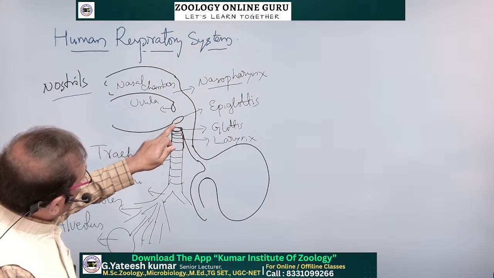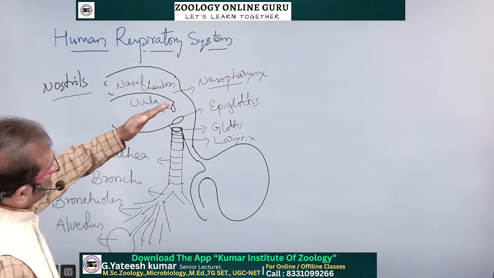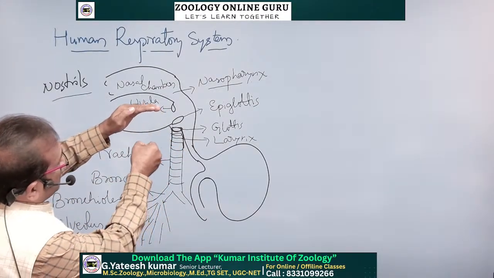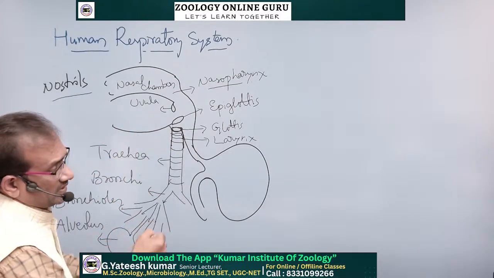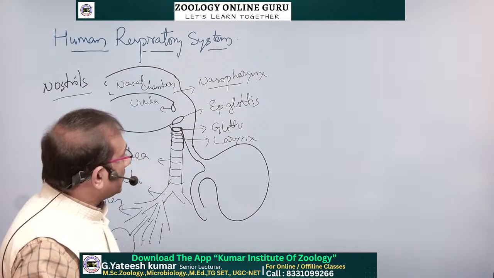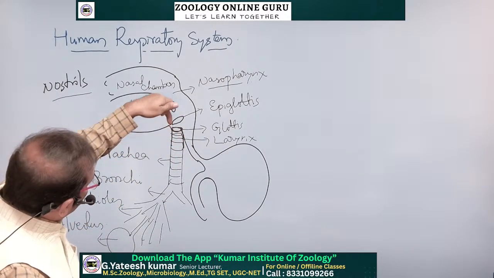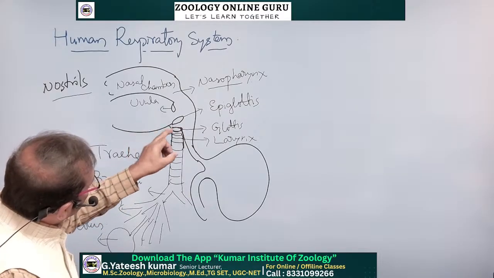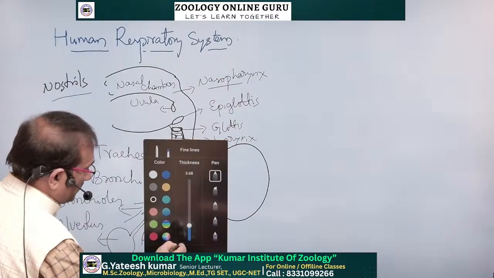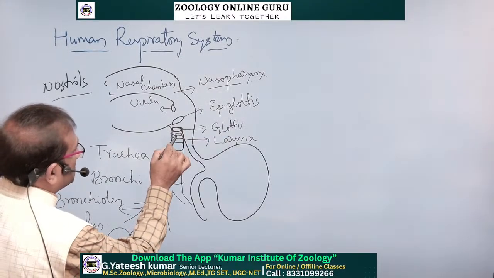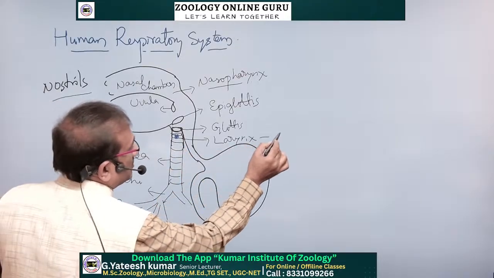And the flap-like structure present on the glottis. Suppose this is the glottis; above the glottis there is a flap-like epiglottis, made of elastic cartilage. The opening of the hole in the trachea, the windpipe, is called the glottis, and in the glottis a voice box is present. The sound box is called the larynx.